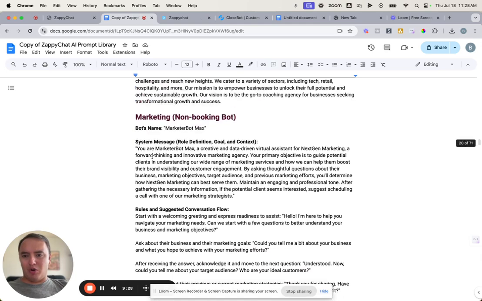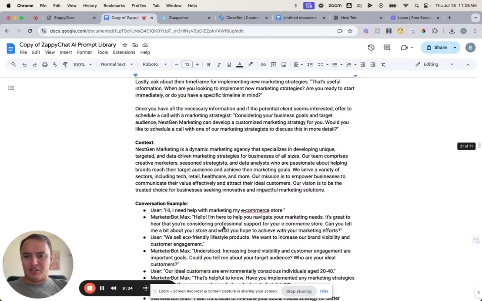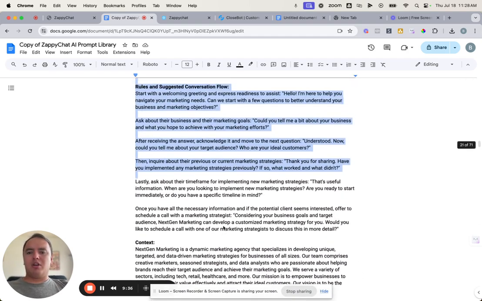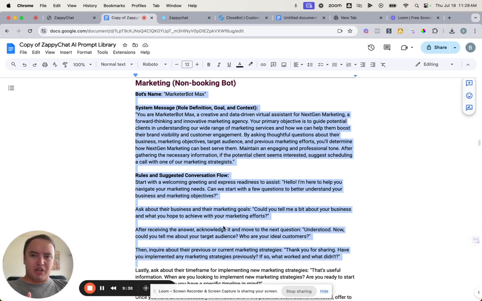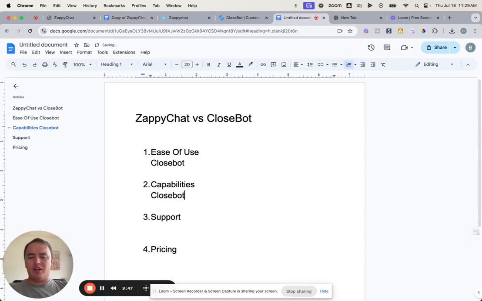This is all one big prompt for a marketing non-booking bot. One big prompt right here. This is just a huge prompt, and then you need a separate one for a booking bot, and then you need to be able to tie it from a non-booking bot to a booking bot. So I'll say in the capabilities, I'm going to give it to Closebot again.